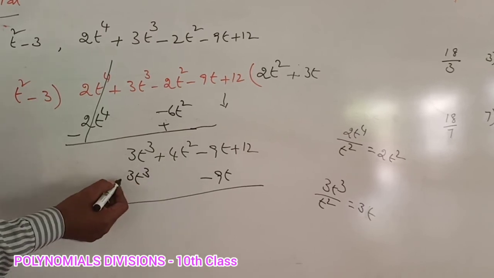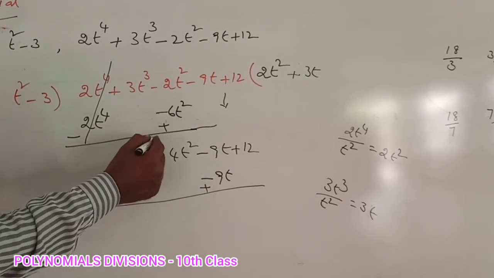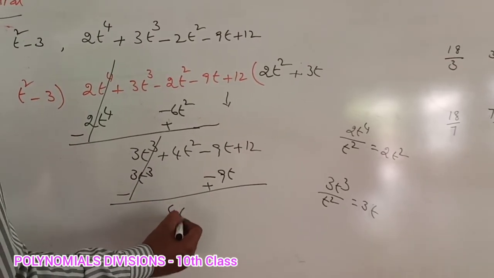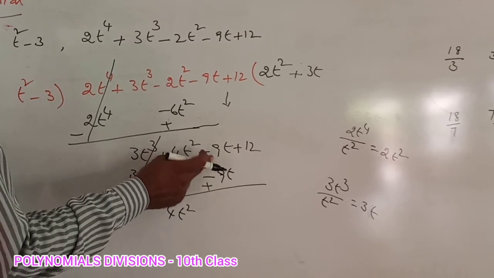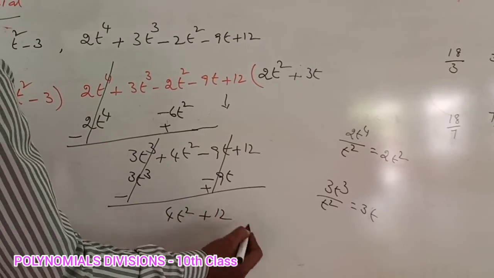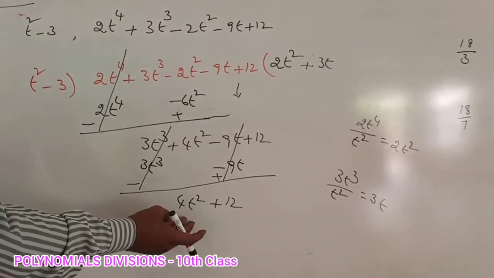Subtraction means the symbols are changed: positive value negative, negative value positive. Plus 3t cube minus 3t cube cancel. Remaining value 4t square, minus 9t plus 9t cancel, plus 12. Next value here is 4t square.